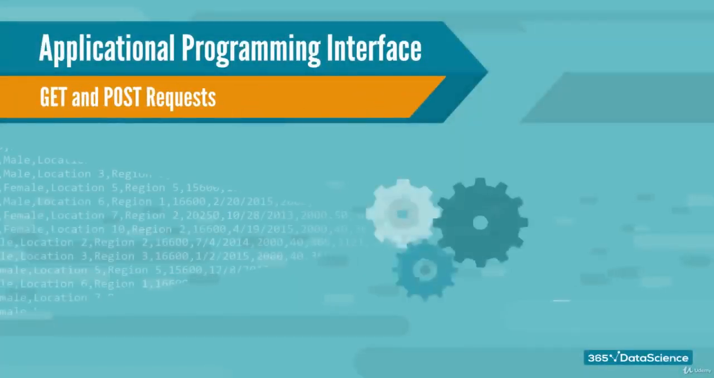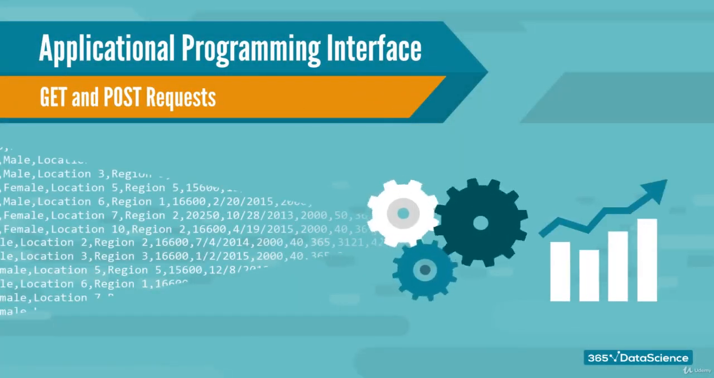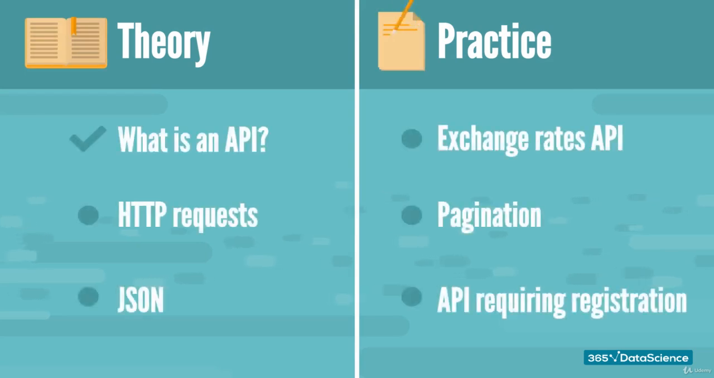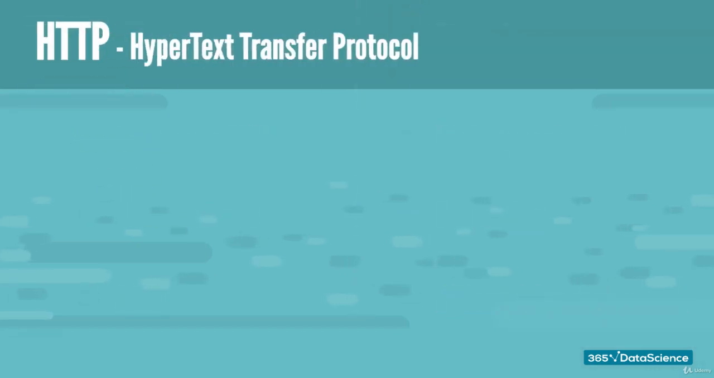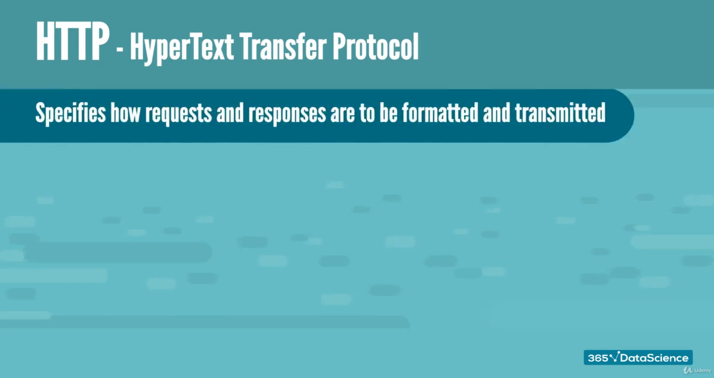Hello there. Continuing from our last video, we will explore how information is exchanged on the web by looking at HTTP requests. HTTP stands for Hypertext Transfer Protocol, and it specifies how requests and responses are to be formatted and transmitted. These requests are how most of your web surfing is happening.